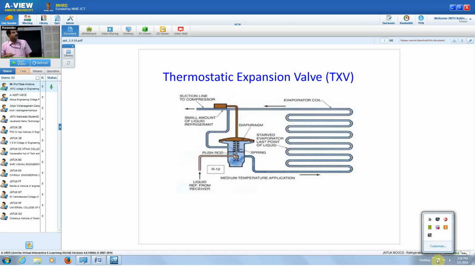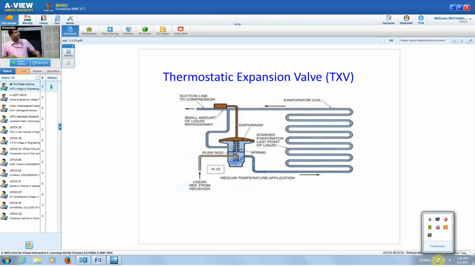And there is a spring here. Suppose the load inside is more, then what happens? The temperature is sensed and pushes the spring down. Are you able to see this here? There is a diaphragm here. See, this is a line. There will be a valve, like a piston valve. Is it visible now? See, this is the valve.